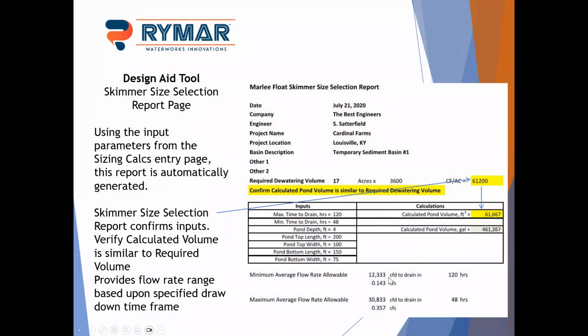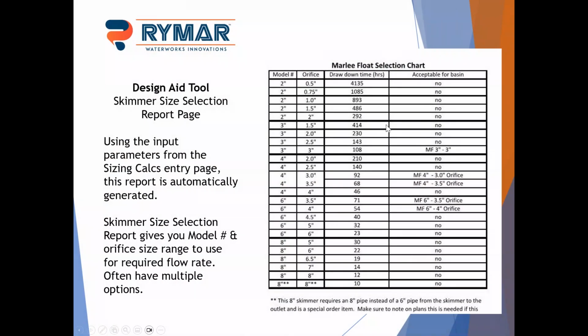which is here. It also shows your minimum flow rate for your maximum time, your maximum flow rate for your minimum time. And then because it is our tool, we give the drawdown time for each one of our skimmers with each orifice configuration. And then based on the time frame that you've selected in the tool, we'll tell you which skimmers meet that time frame.